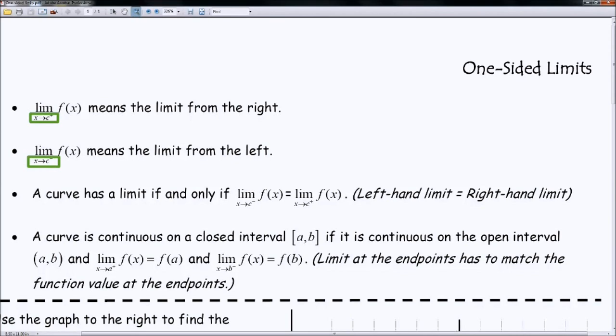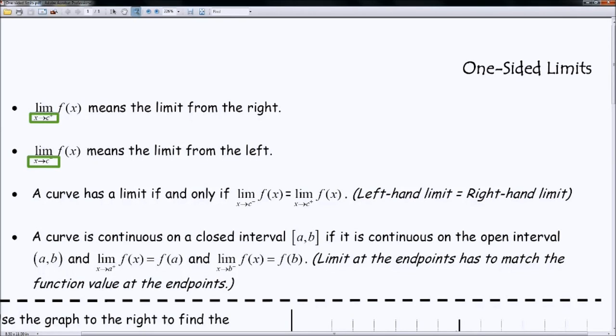Again, this is a review from a different video: a limit exists if and only if the right-hand limit is equal to the left-hand limit. And the point of this is you're eventually going to get into the idea of continuity.